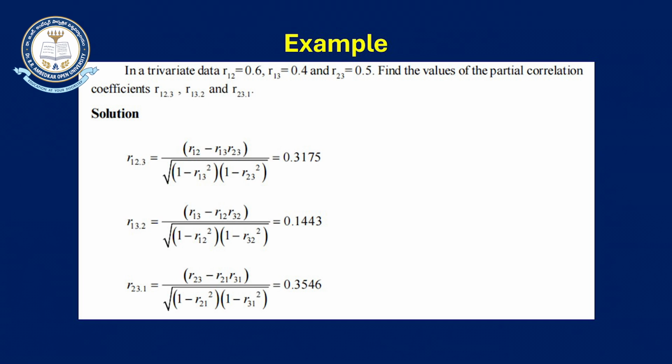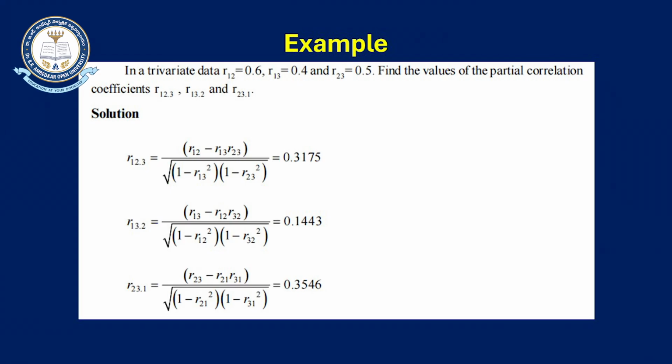In the trivariate data, R12 equals 0.6, R13 equals 0.4, R23 equals 0.5. He has given some correlation coefficients, and next he will ask in the examination to find the values of the partial correlation coefficients. So we can identify R12.3, R13.2, R23.1 by using the above partial correlation coefficient formulas.